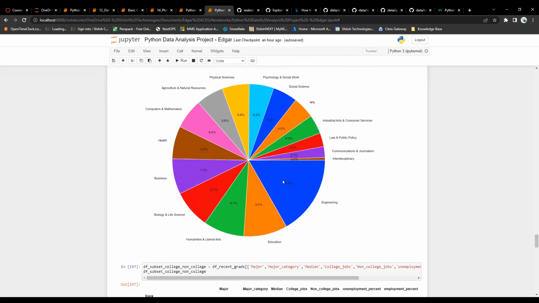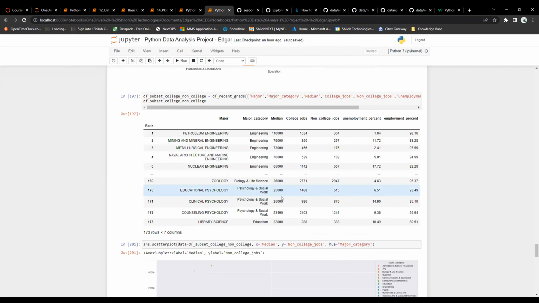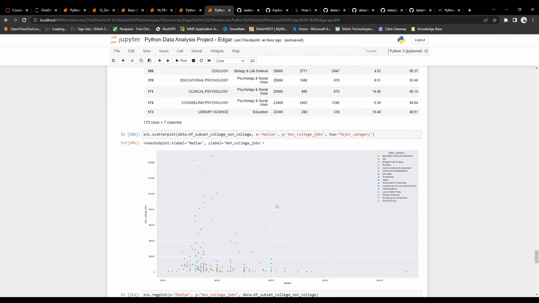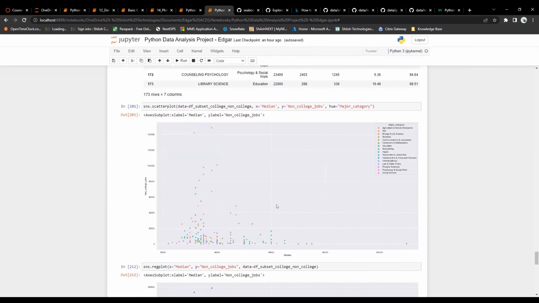Looks like engineering is the most, and these two are the least. And here I was trying to compare what jobs, if a job that doesn't require a degree is related to the earnings, to the median. But I think I have this wrong because it looks kind of odd. So I have to look at this later.